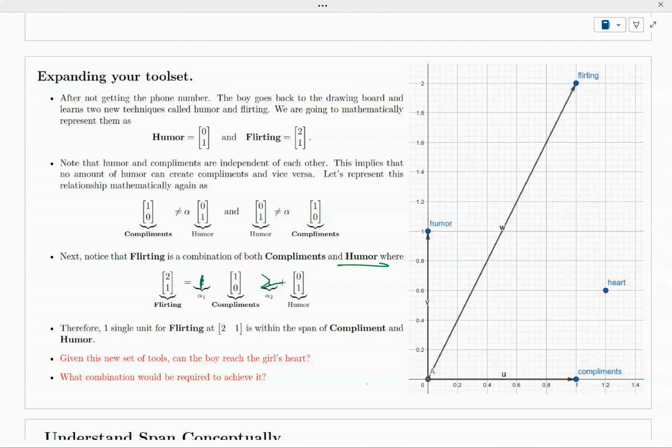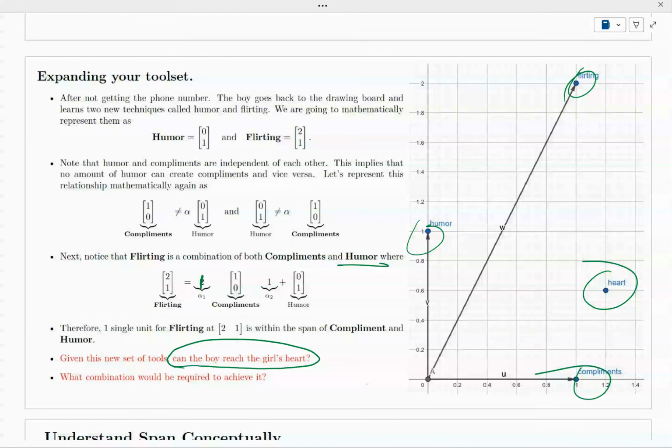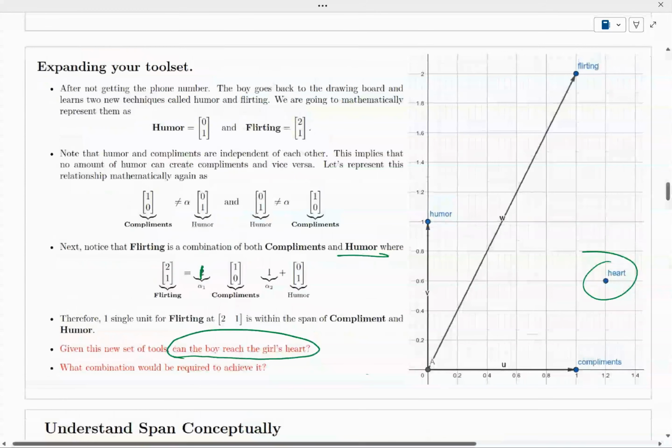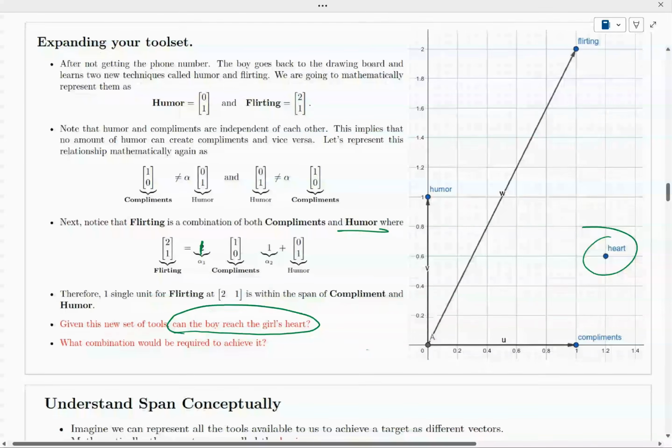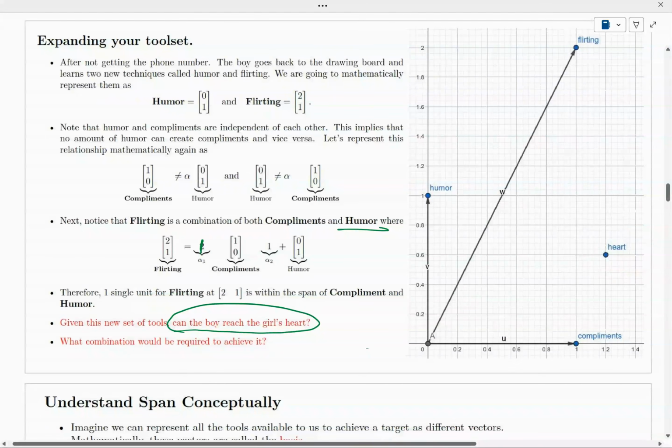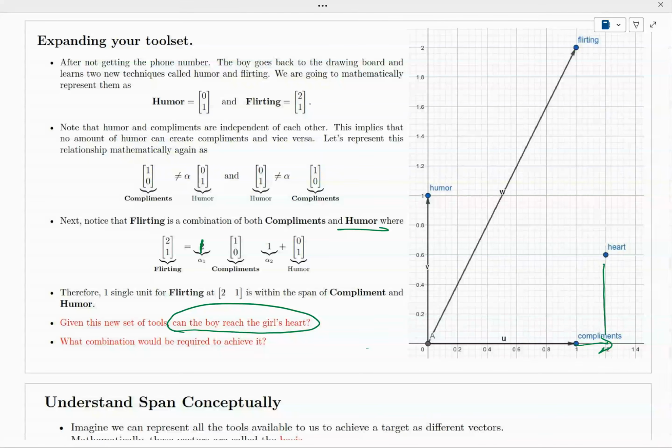Now, given this new set of tools, now that you have three tools in the tool belt, can the boy reach the girl's heart? Can you reach the heart now by a certain combination of the three of them? And what combination will be required? You can see if you do 1.2 compliment and 0.6 humor, you will be able to reach her heart. Or you could do a certain amount of compliments and then a certain amount of flirting. Flirting goes this way. So with a certain amount of flirting, you can also reach her heart.